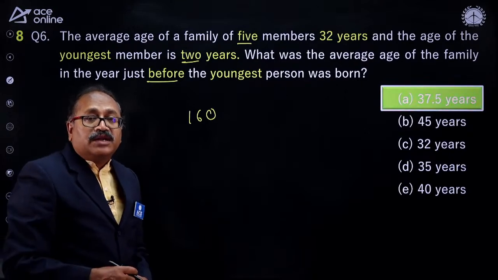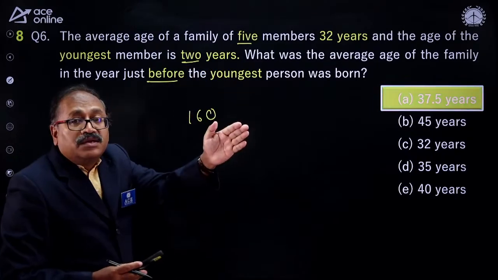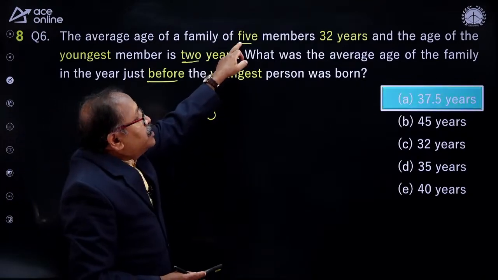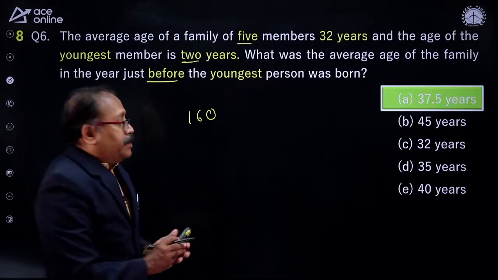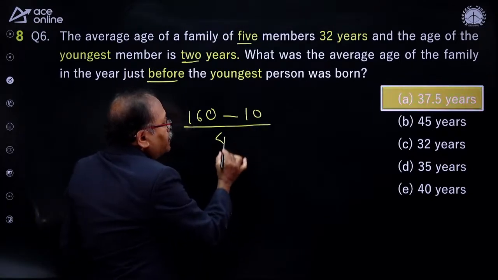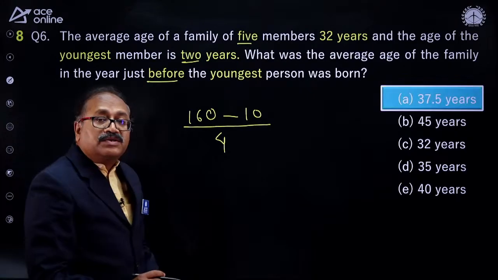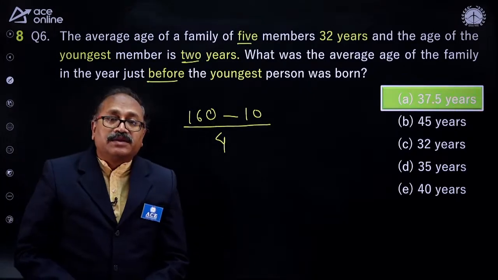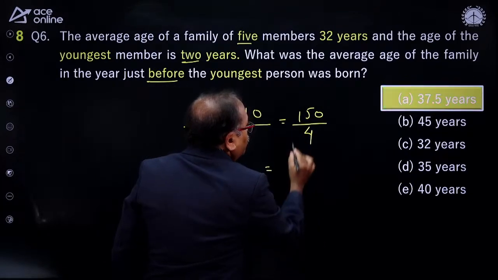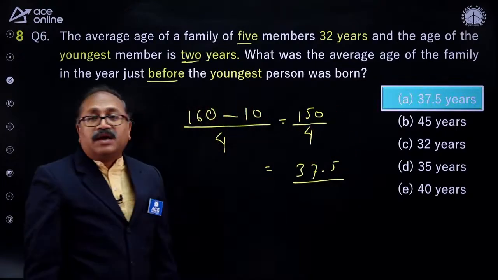So, what will be their total age when the youngest boy joined? I know that his age is 2 years. If I go 2 years back, then for how many people should I go 2 years back? 5 people. So, 5 into 2, 10. So, the total will reduce by 10. Now, how many numbers are there in the family? 4 numbers are there in the family. When the boy was born, it was 0. So, 4 members were there in the family. So, this is your answer, sir. So, 150 by 4 is 37.5, rightly answered.